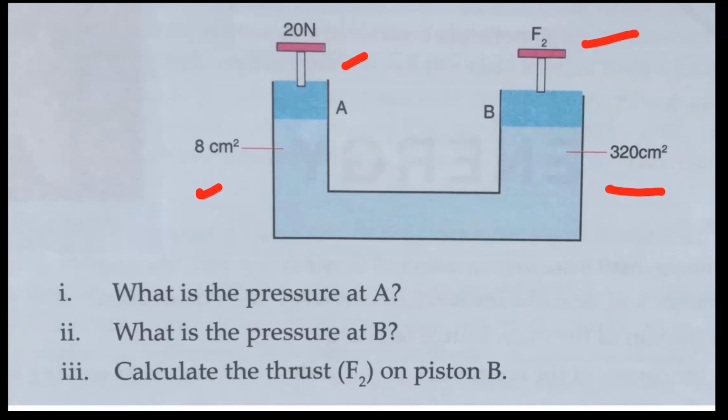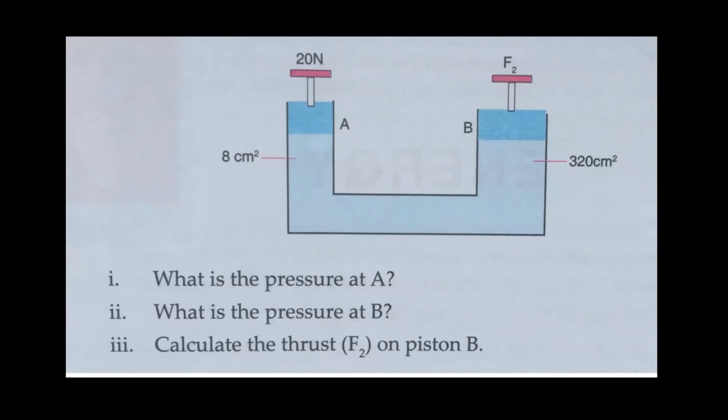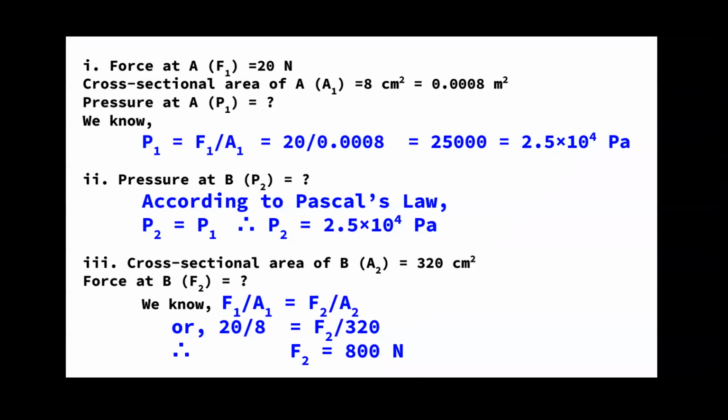The first question is, what is the pressure at A? You have to find the pressure at A in this portion. The second question is, what is the pressure at B? After finding the pressure at A in question I, in II you are asked to find the pressure at B. And the last question is to find the thrust, meaning force F2 on piston B, which is also not given in the diagram. For this, we have a solution. You can see it on your screen.